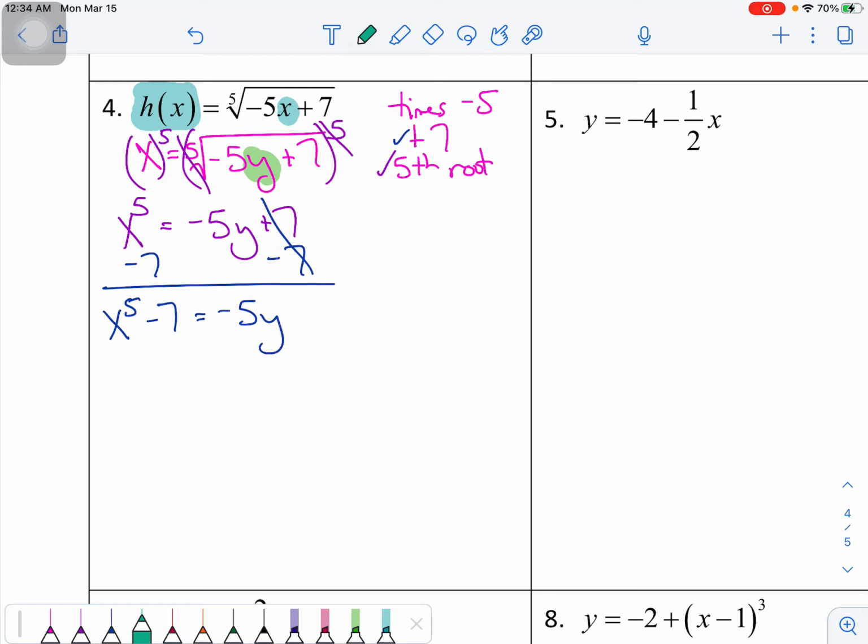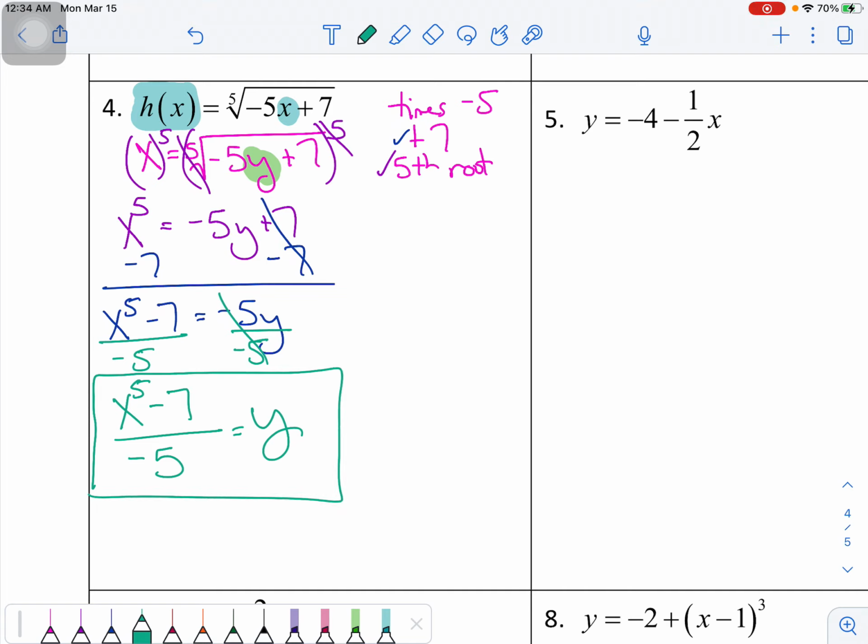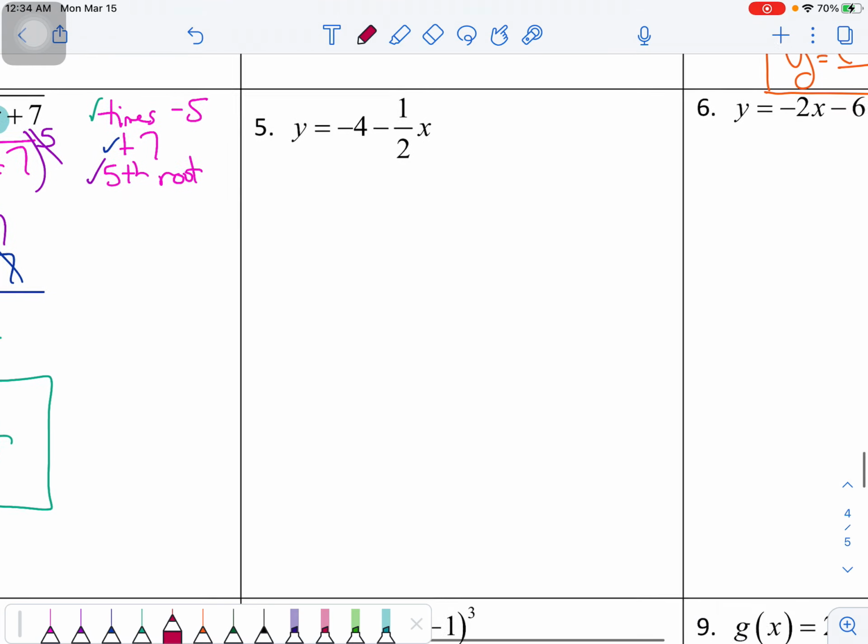Last but not least, how do you get rid of a times by negative 5? You are going to divide by negative 5. And what you do on the right side, you're going to do on the left side. So this whole expression of x to the 5th minus 7 is being divided by negative 5. I don't need you to simplify that at all or reduce it. Don't do anything to it. Just let it be what it is. And there is your inverse equation. So problem number 4 is done.